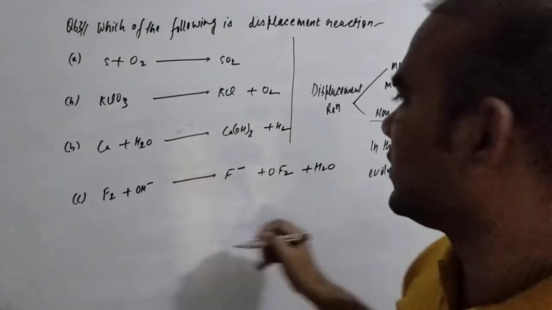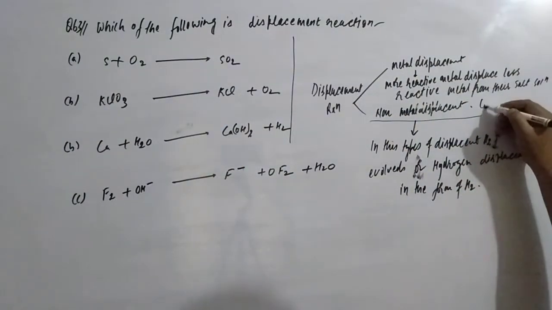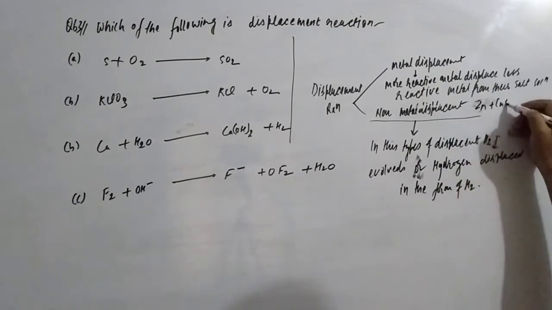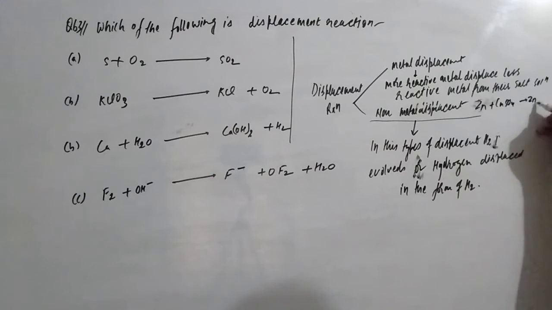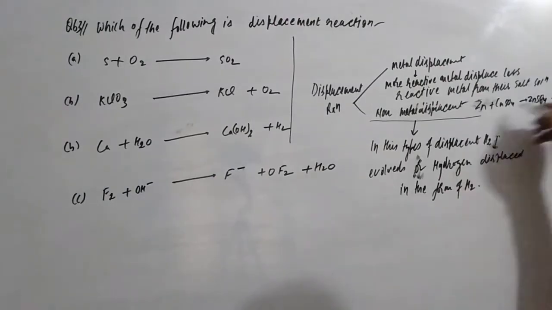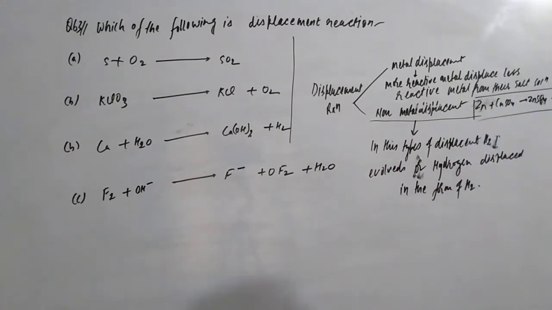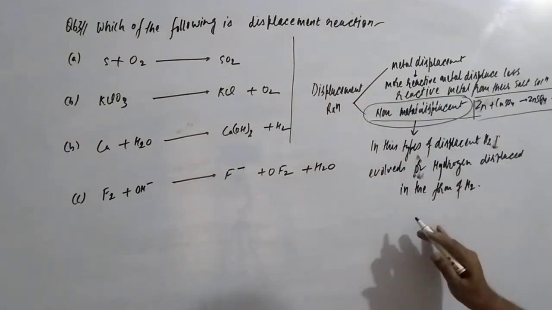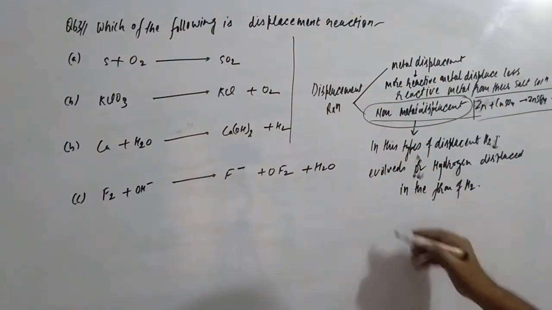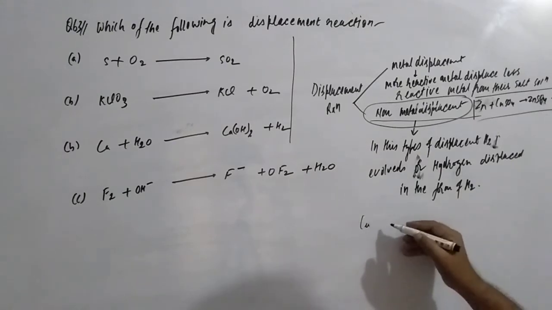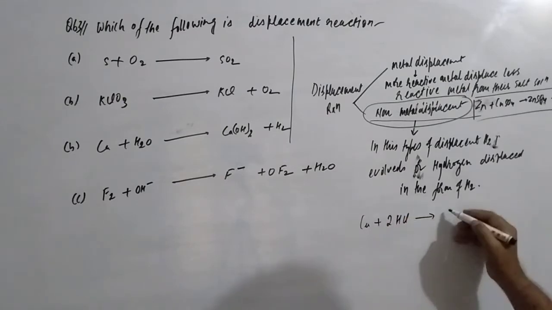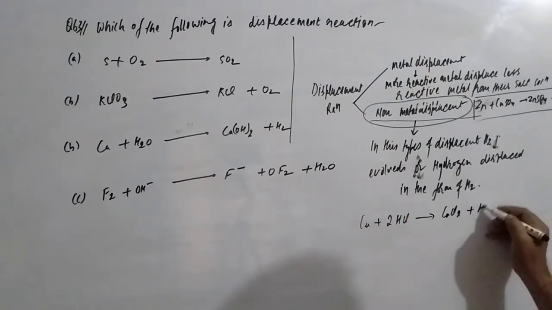So dear student, let us check with the options. If you are talking about metal displacement, here copper is there, no? Zinc is there. For example, zinc and copper sulfate will form ZnSO4 plus Cu. This is metal displacement. And when you are talking about non-metal displacement, hydrogen will be displaced. Let us check how it will displace, student. Ca reacting with 2HCl will give CaCl2 plus hydrogen gas.